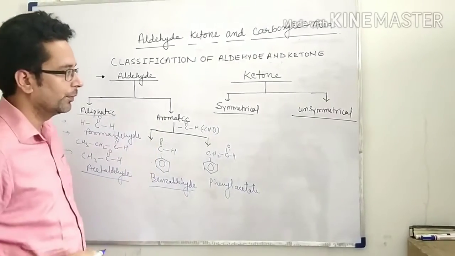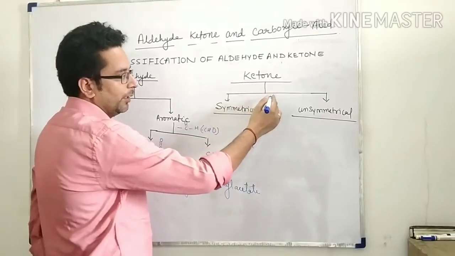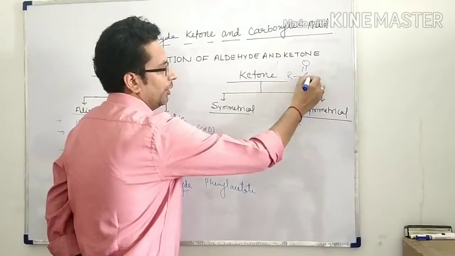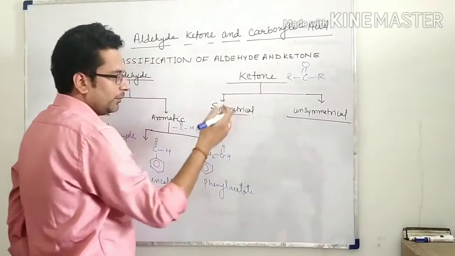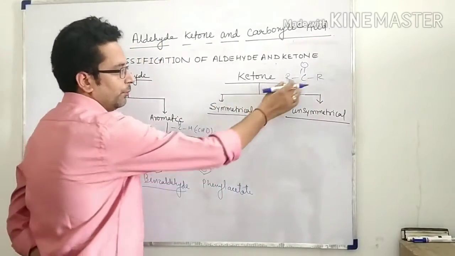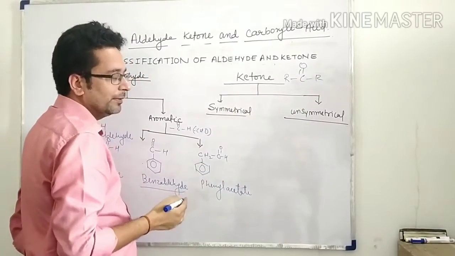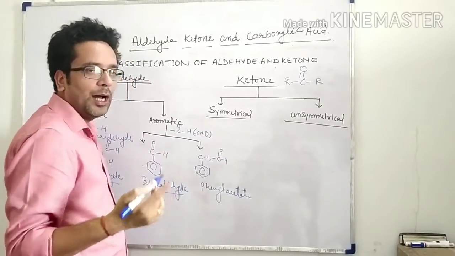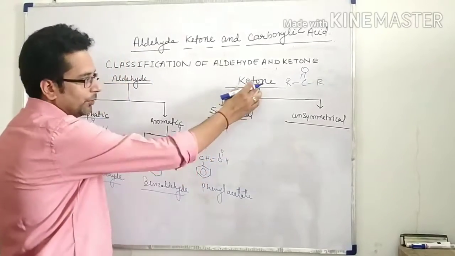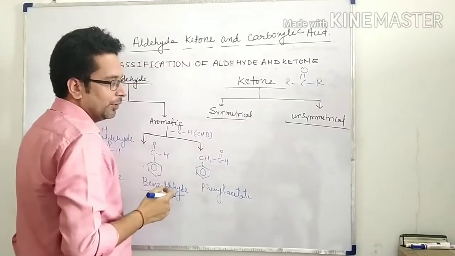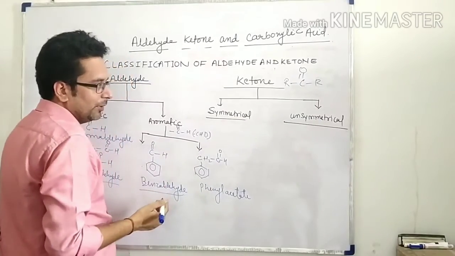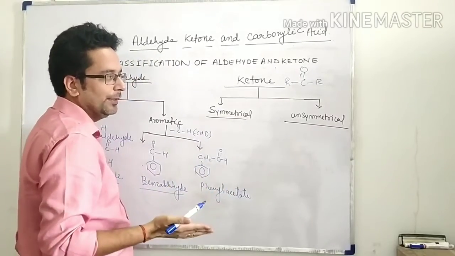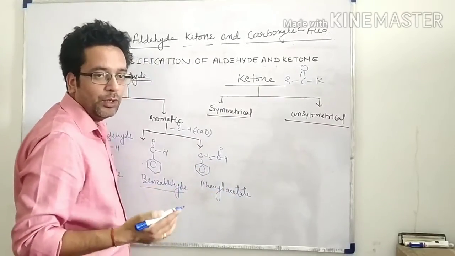Now next, ketone. The general representation of ketone is R, C double bond O, R. Both are alkyl groups, meaning this carbon is attached with two carbon atoms. Ketones are divided into two categories. The first one is symmetrical. Symmetrical means the groups present on both sides around the carbonyl group are the same.